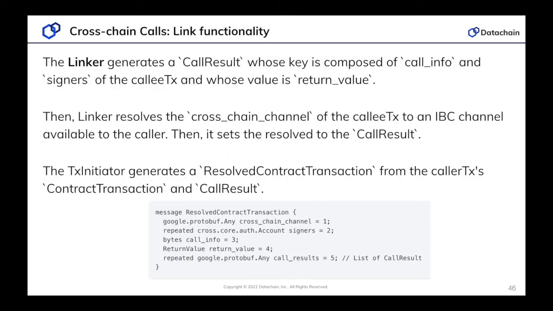In detail, for the link functionality, the linker generates a call result whose key is composed of the call info and the signers of the callee TX, and whose value is the return value. Then the linker reserves the cross-chain channel of the callee TX to an IBC channel available to the caller. Then it sets the reserved channel to the call result. The TX initiator generates a reserved contract transaction for the caller TX contract transaction and the call result.